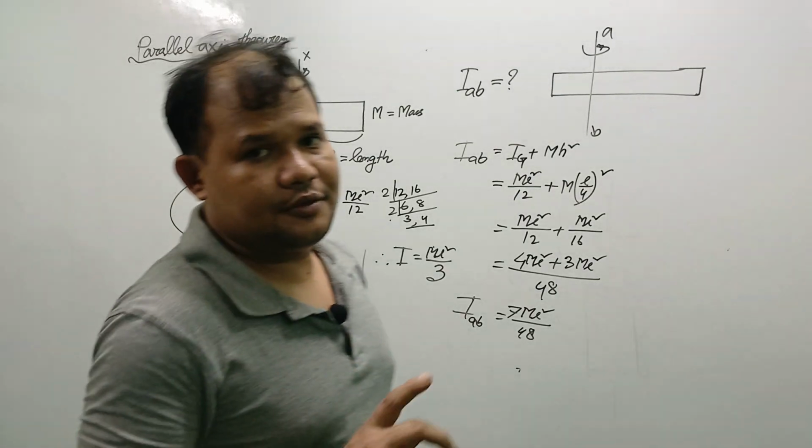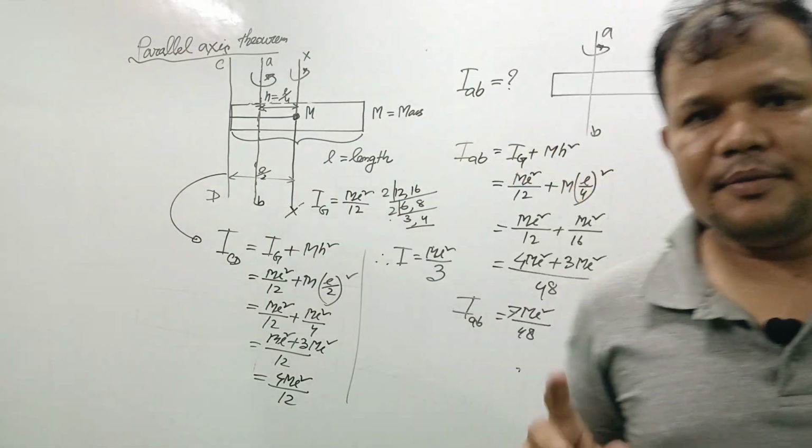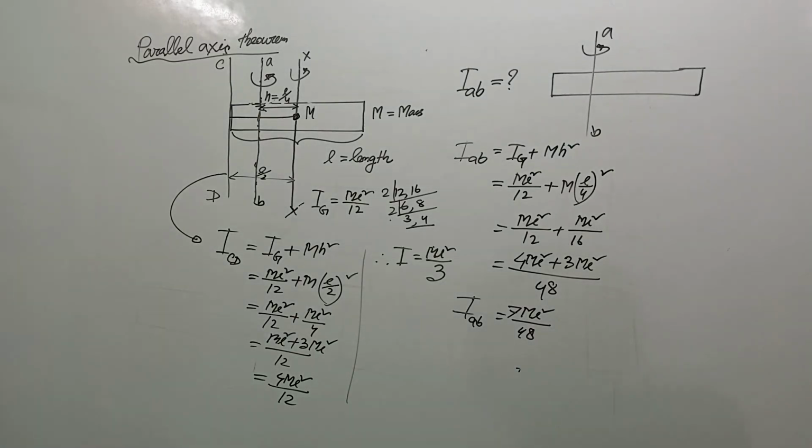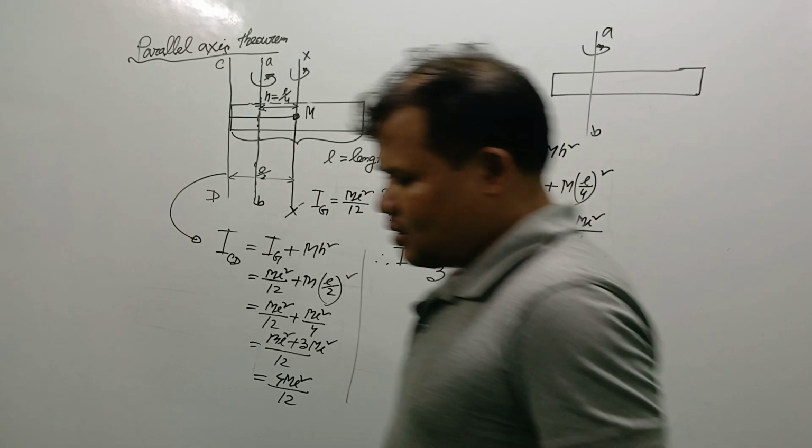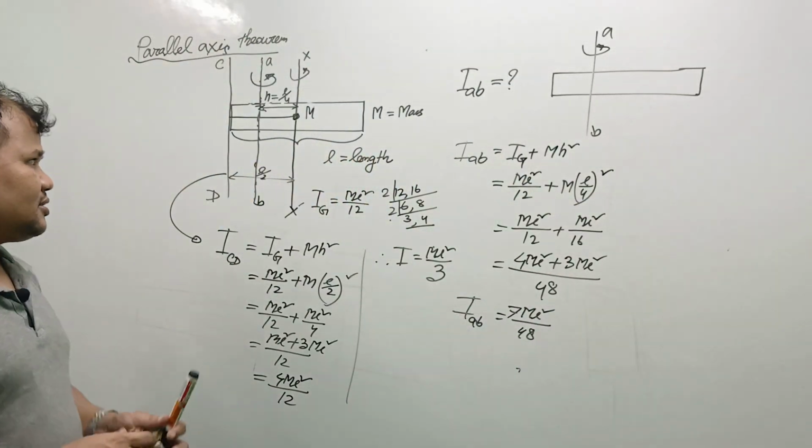So if we are able to apply the parallel axis theorem, then we can find the moment of inertia for any kind of axis. Okay, now I take a question and try to solve.